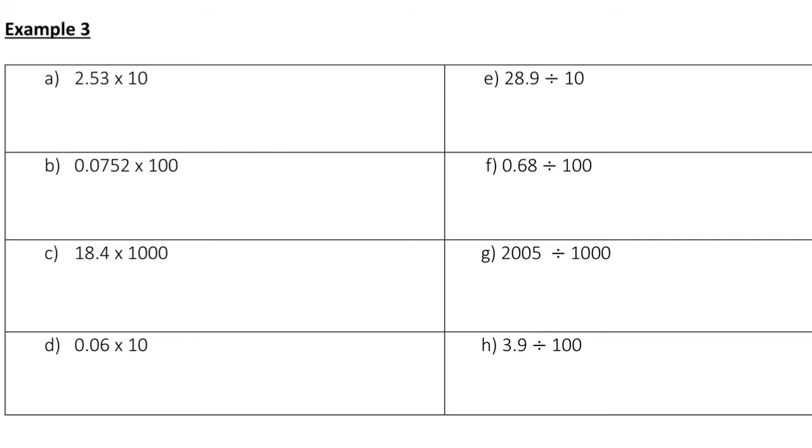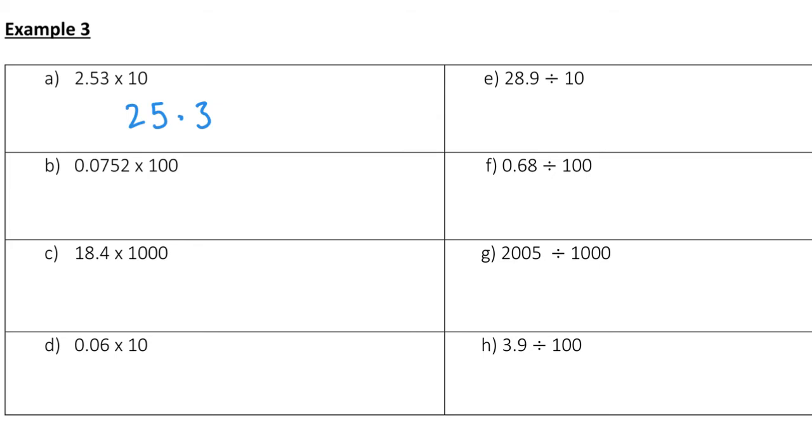So example 3, part A, 2.53 times 10. What that's going to do is move everything to the left by 1, or move the decimal point 1 space to the right. So that's going to be 25.3. So the decimal place is moved 1 to the right.